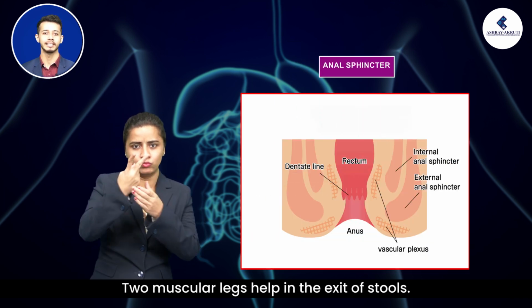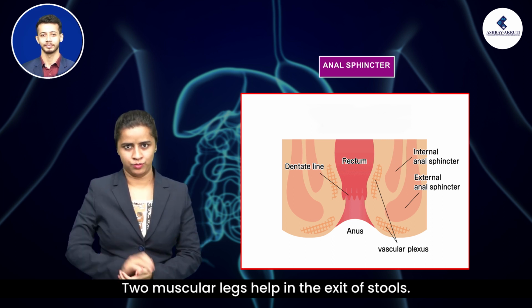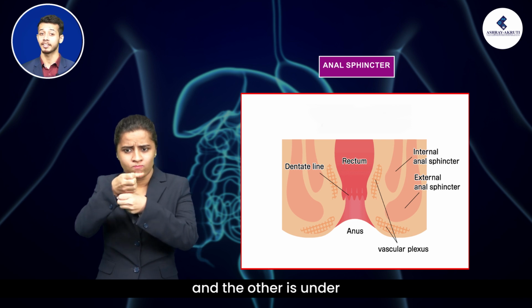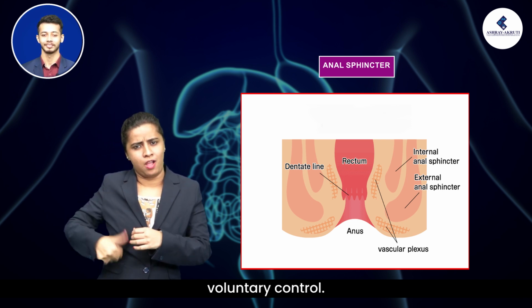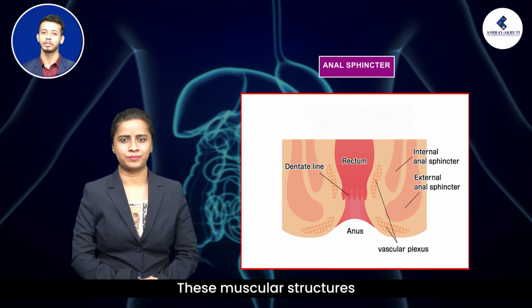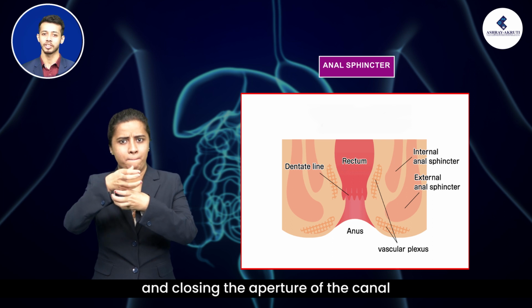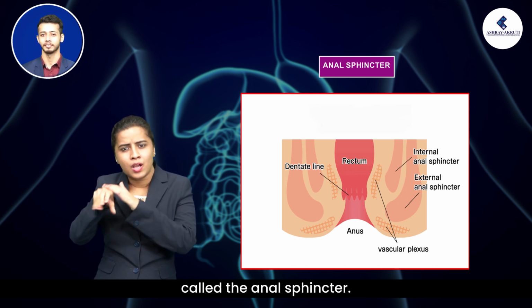Two muscular layers help in the exit of stools. One is under involuntary control and the other is under voluntary control. These muscular structures help in opening and closing the aperture of the canal, called the anal sphincter.